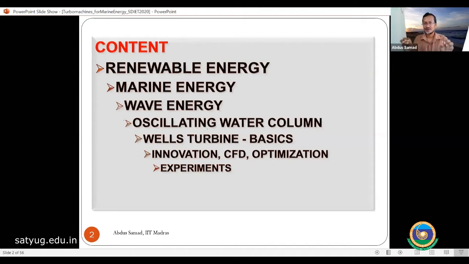Then I will enter into the turbine. So 50% of the time I'll be investing in the oscillating water column. Then 50% of the time I'll go to the Wells turbine, innovation, safety, optimization, and experiments. Okay, let's see what other things are there.